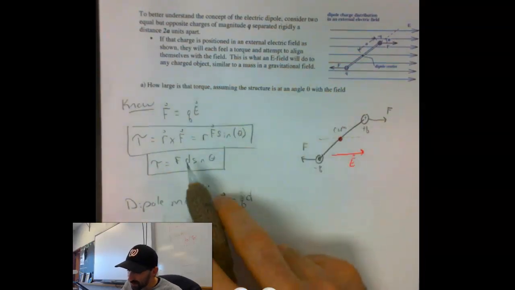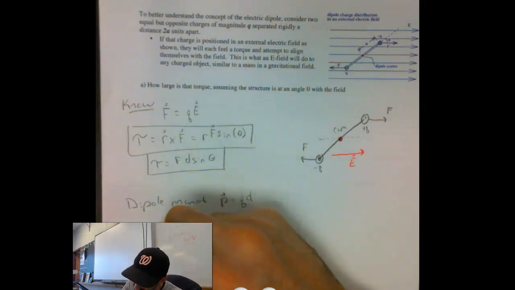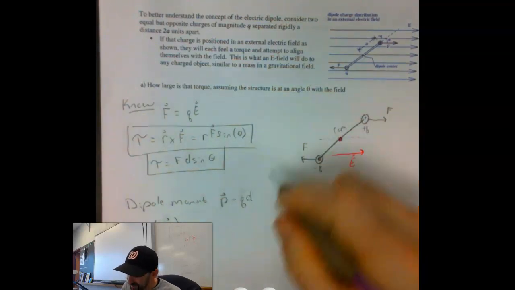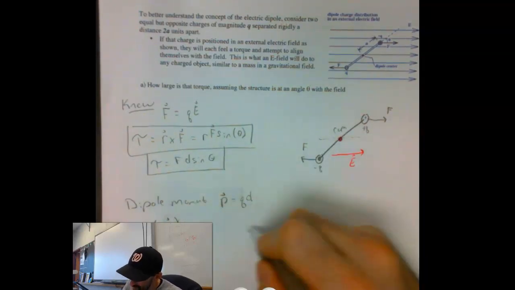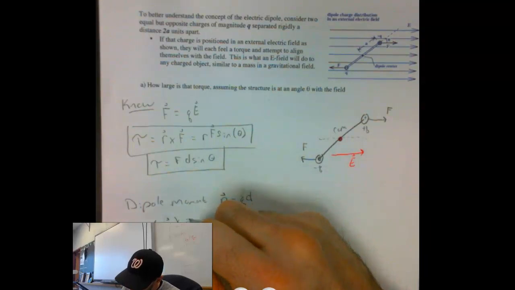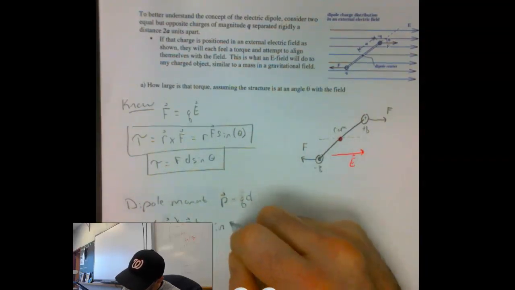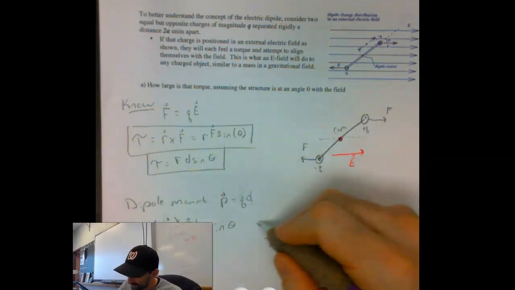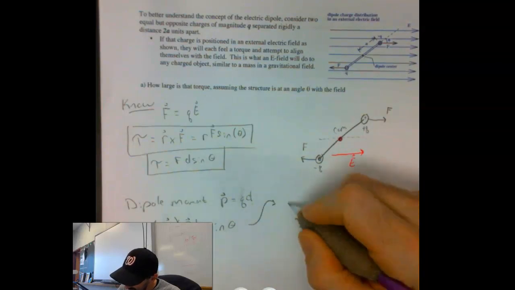My force, we know, by definition is Q times E. So the torque is going to be Q, the charge, times my electric field, times that distance. Well, that distance is just my dipole moment over the charge, times sine theta. Whoop, I don't know if we can see that. I'm just going to rewrite it over here.